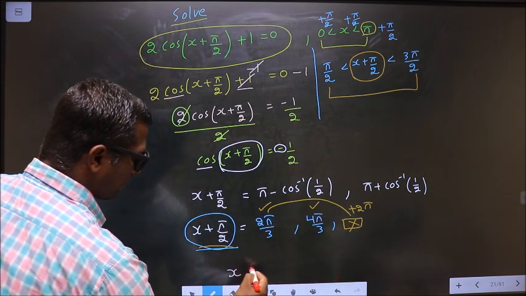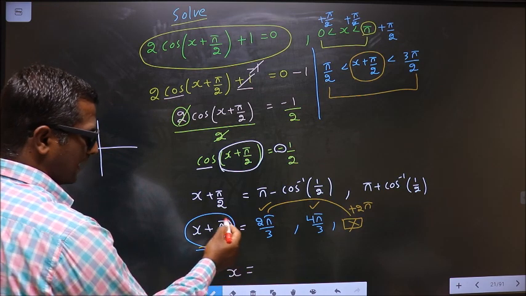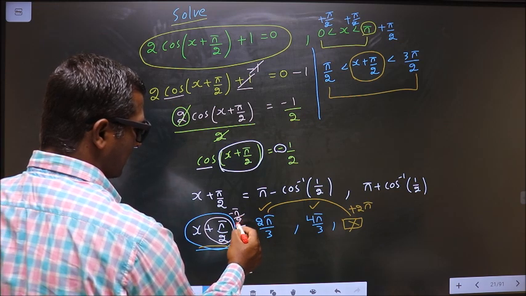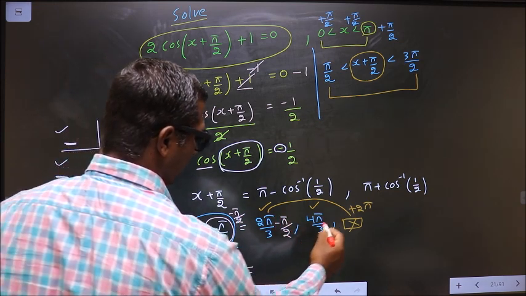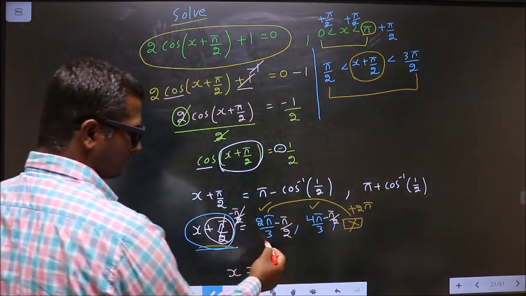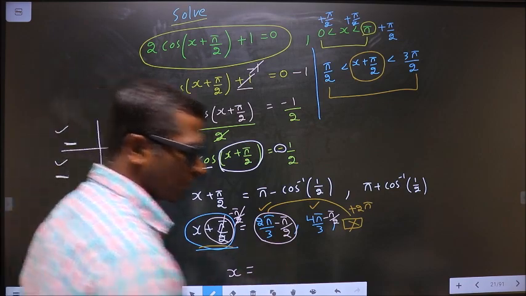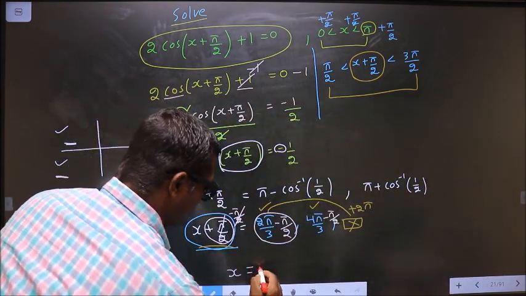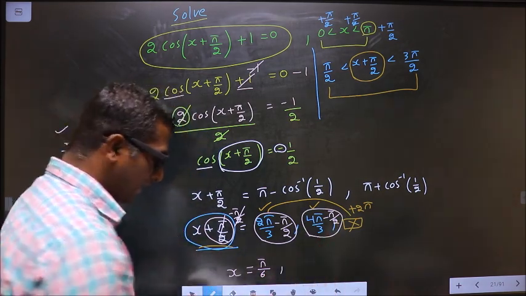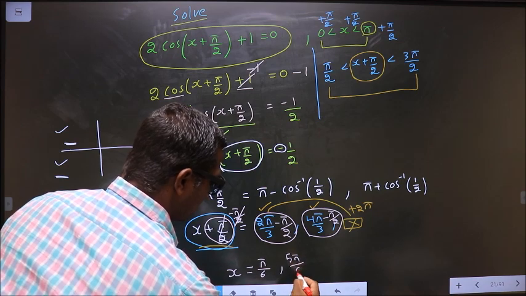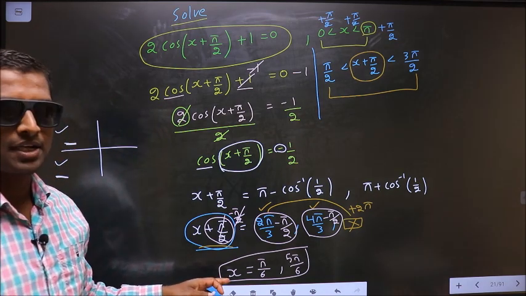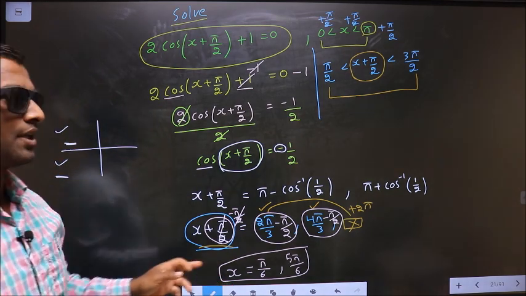Now to get the values for x, we should get rid of this plus pi/2. So to get rid of this plus pi/2, you subtract pi/2. Now here this cancels out, we get x. Put this in the calculator, you should get pi/6. Place this in the calculator, you should get 5 pi/6. This is our answer. Am I clear?